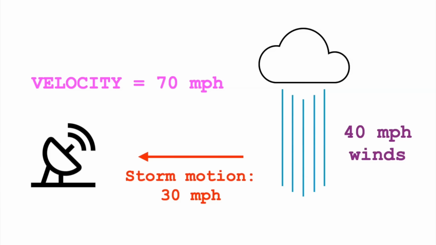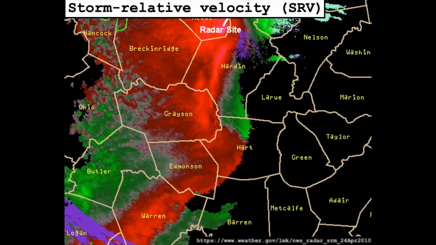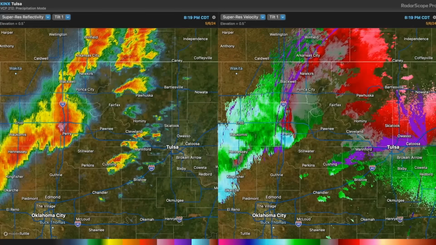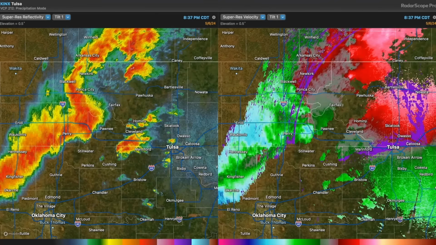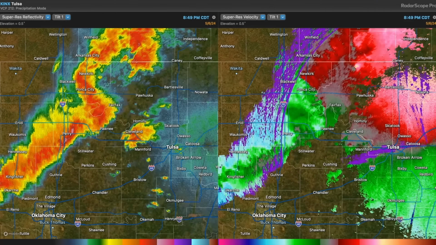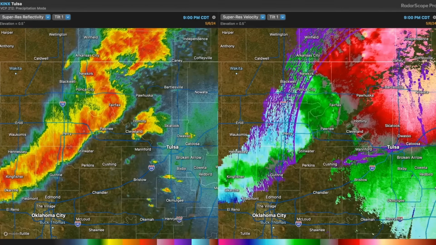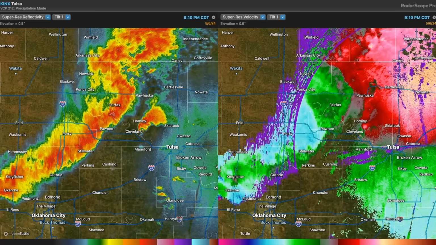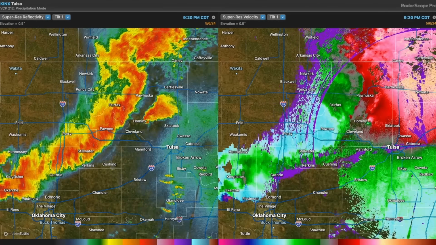To combat this, we can use a product called storm relative velocity, which subtracts out the storm motion. This can make it much easier to discern areas of rotation within the broader wind field. Reflectivity and velocity are the two foundational products of weather radar and can tell us a number of things about a storm's behavior and characteristics. However, they only give us a two-dimensional look at targets.